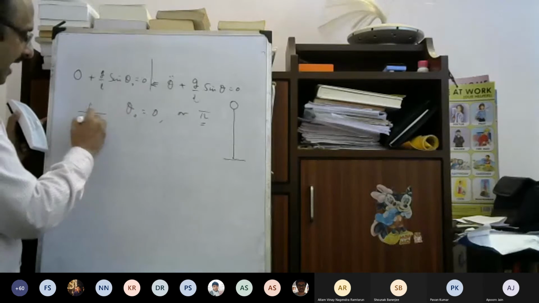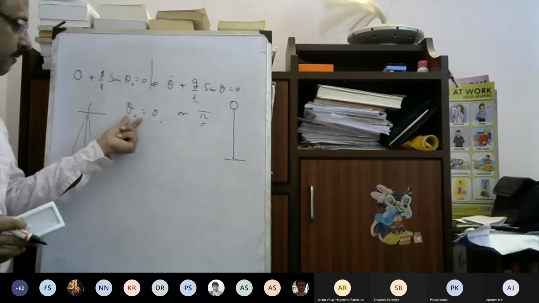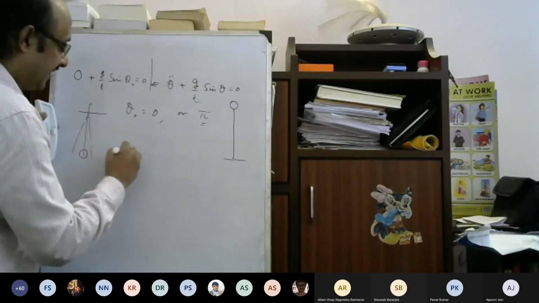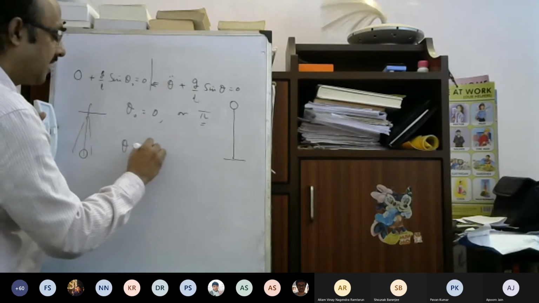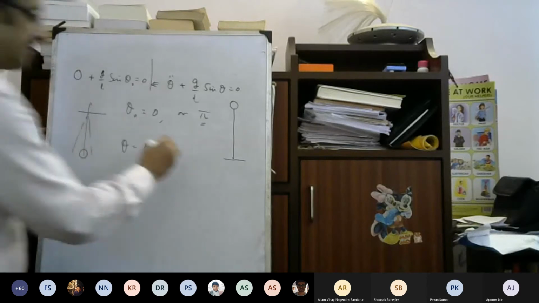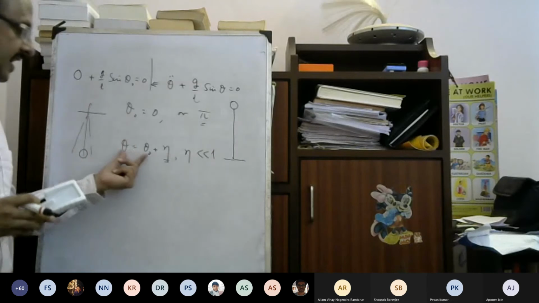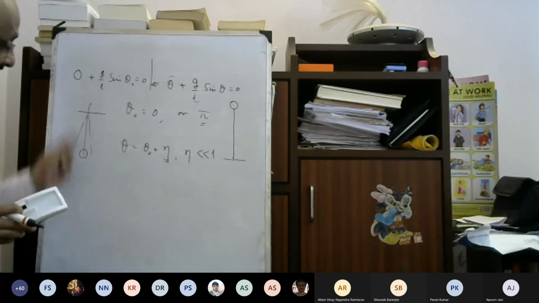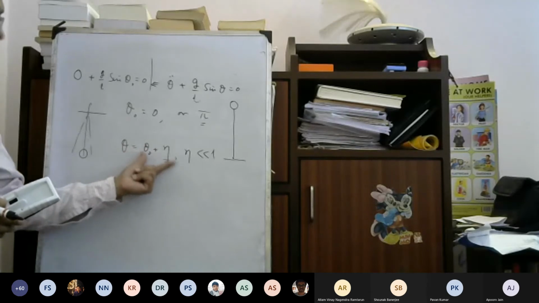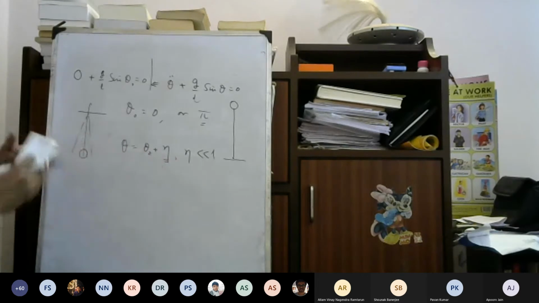I want to find out what will happen if the angle changes by a very small amount with respect to this theta naught. So I consider theta as theta naught plus a certain value eta. This is our small angle, where eta is very, very small compared to 1. So we are finding out the motion around the equilibrium position.